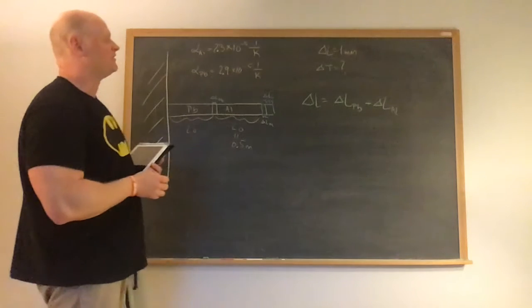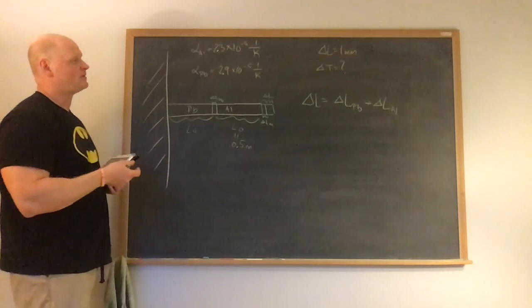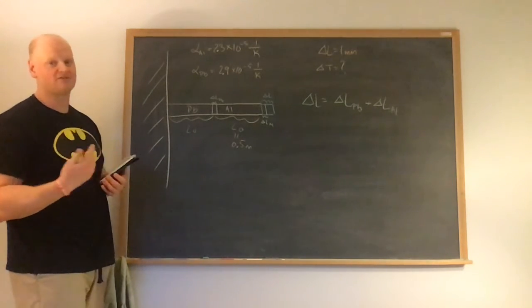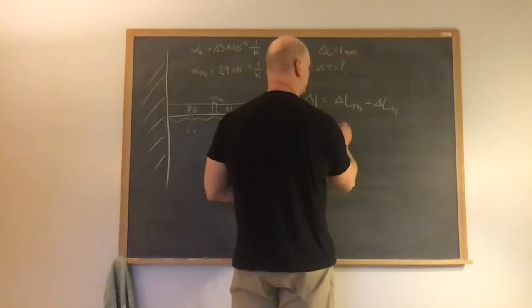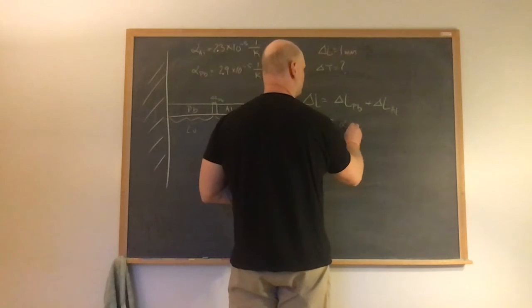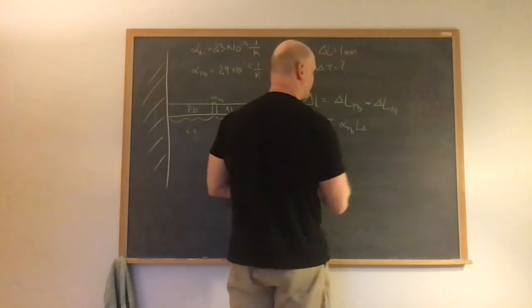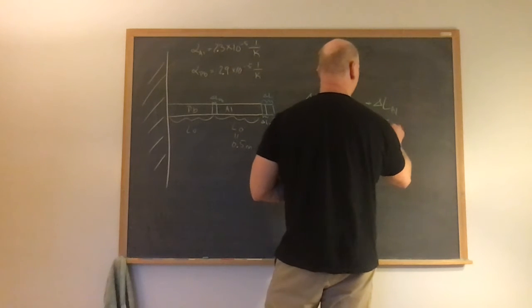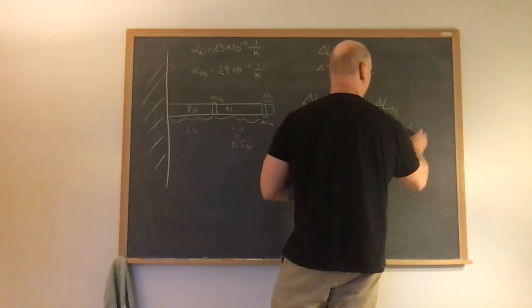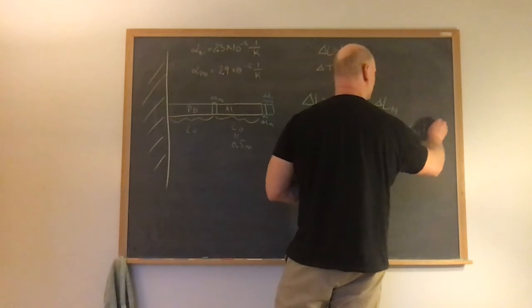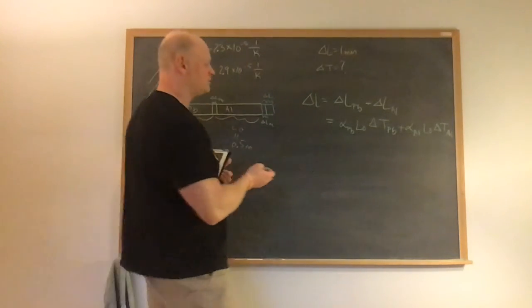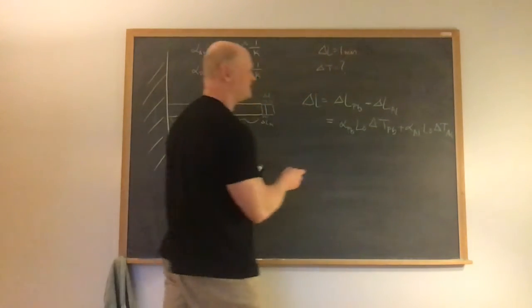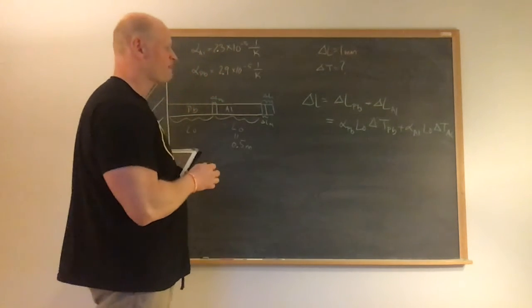Now in this case, we know the total change in length. We know that's 1 millimeter. So from here we can find the change in temperature. Under linear thermal expansion, this is going to be equal to alpha of lead times the initial length of the lead times the change in temperature of the lead, plus alpha of aluminum times the initial length of the aluminum times the change in temperature of the aluminum. They start off with exactly the same length, so we know those two things are the same.